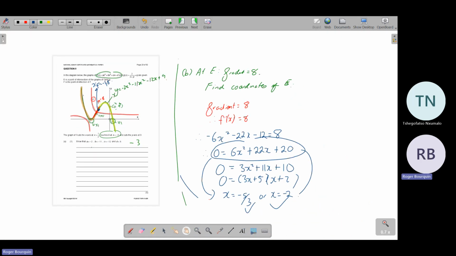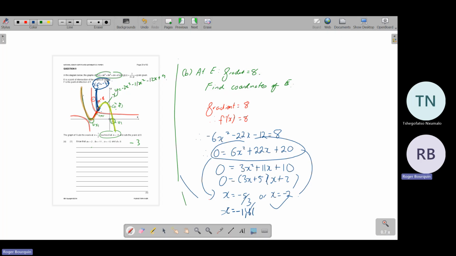Negative 5 over 3 is what? What's negative 5 over 3 about? Negative 1.66, right? This is negative 1.8, right? You with me? At E, sorry, the X coordinate of F was negative 1.8, right? E is to the left of that.